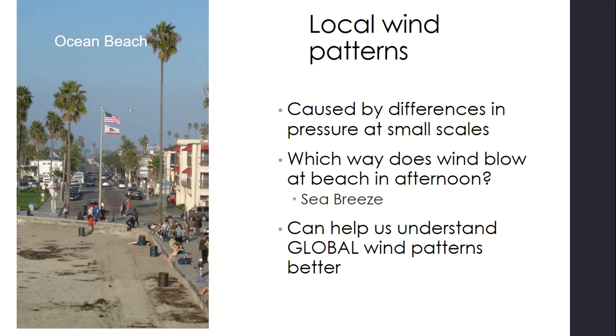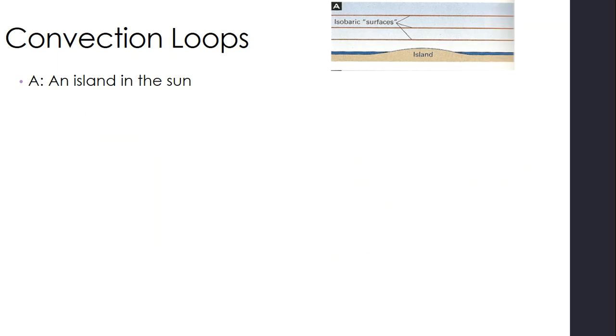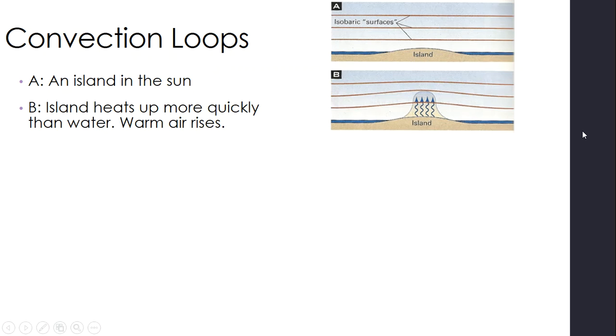But these can help us understand global wind patterns much better. And so we're going to talk about convection loops. We talked about convection heating in the last chapter, but here is an example. I'm going to run through this with you. Here we have an island in the sun. So here's our little island, lots of sun, no clouds interfering with us. And so this island is going to heat up more quickly than the water around it. And this is going to cause warm air to rise off of this island.